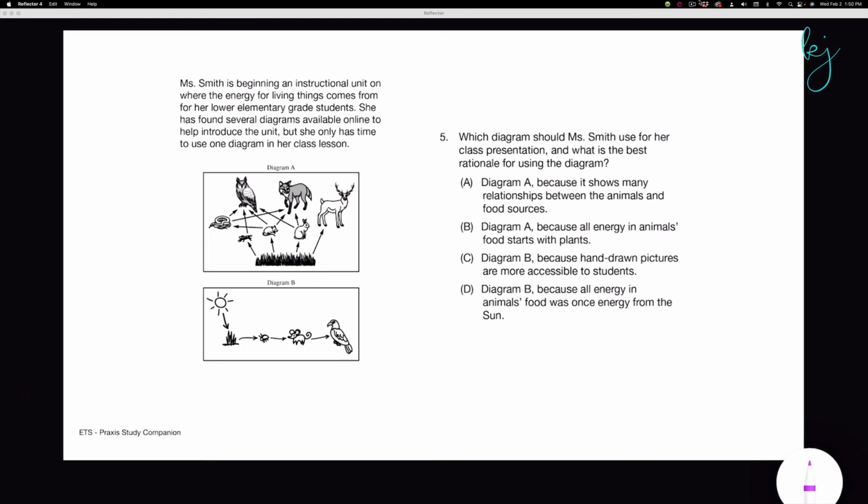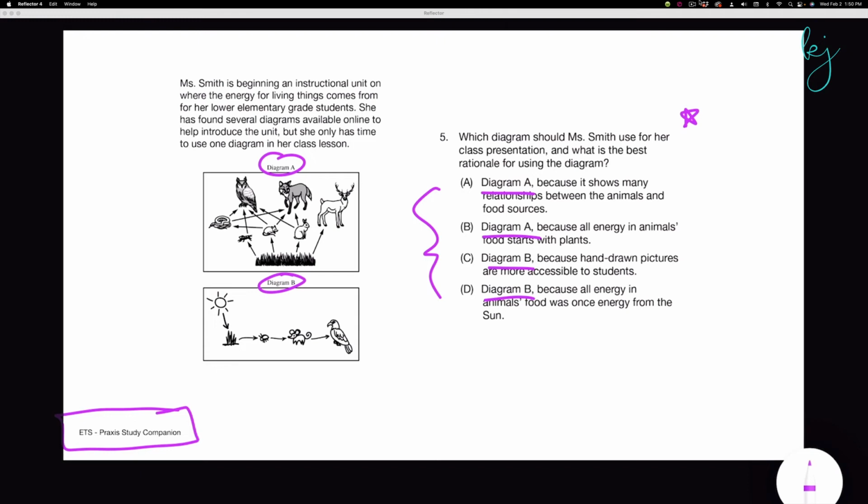All right, so number 5, again, these are all coming from the ETS study companion cited below. So let's take a look at our answer choices. I have diagram A, diagram A, diagram B, diagram B. All right, so they're asking you to choose which one's better. And I can see that I have diagram A here and diagram B. So let's look at the question here before I go any further. Which diagram should Ms. Smith use for her class presentation? And what is the best rationale for using the diagram?